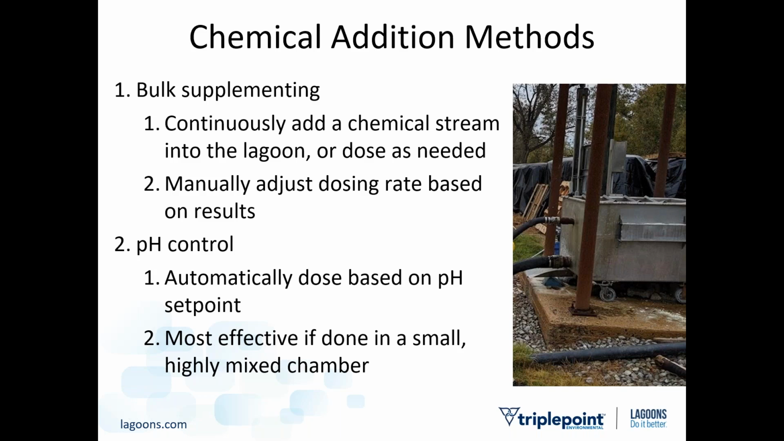You can get pH-based process to drop out heavy metals if you've got those in the water, or if you need a certain pH for your coagulants to work, if you're trying to remove phosphorus later down the line. pH-based control is the precision approach versus the bulk supplementation approach.